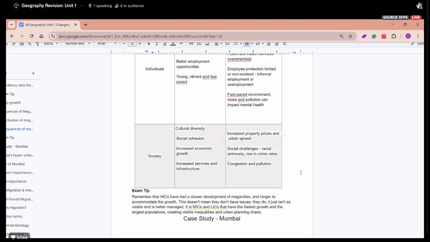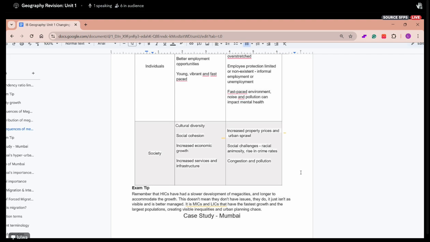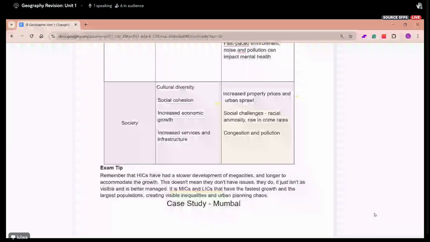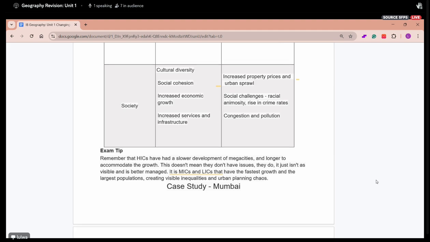An exam tip is remember that HICs have had a slower development of megacities, and it's a longer development to accommodate the growth. But that doesn't mean they have no issues. They all have issues, but it's not as visible as it is in MICs and LICs because those have faster growth and larger populations, which makes their inequalities and chaos more visible. So recognize that there are strengths, limitations, and challenges in HICs, MICs, and LICs, but MICs and LICs have more visible challenges.